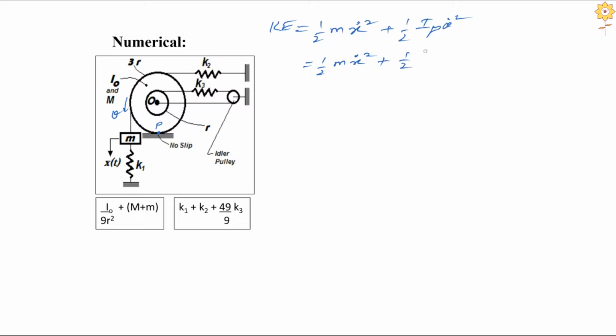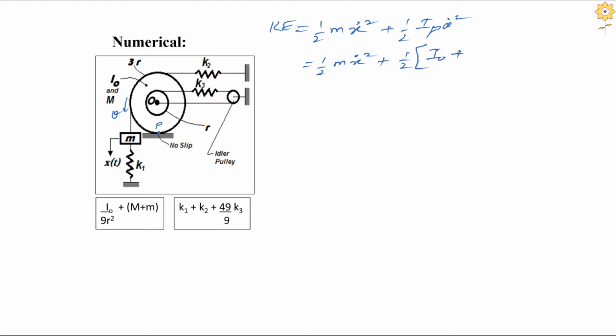I about P. I about CG, that is the O axis here, is given as I about O. So it may not be required for the step rotor to break it in terms of mr square by 2 for the small cylinder. Directly you can write in terms of I about O axis, and I want to transfer the moment of inertia from its own center of gravity axis O to the P axis, that is the point of contact. So I am trying to use the parallel axis theorem here.